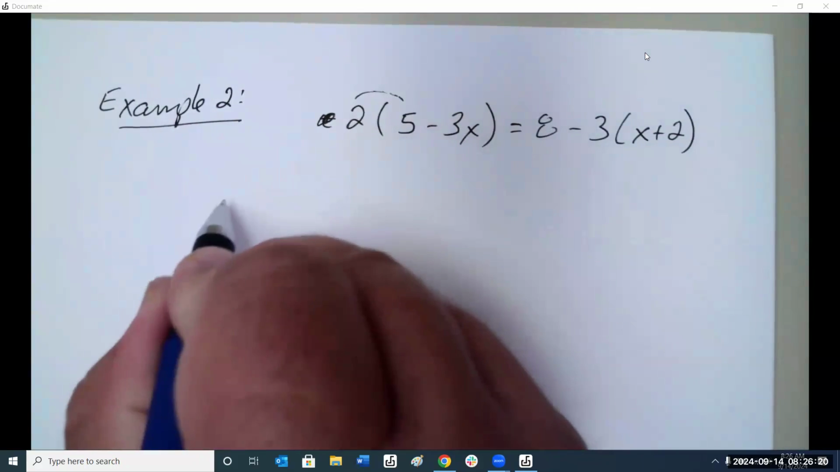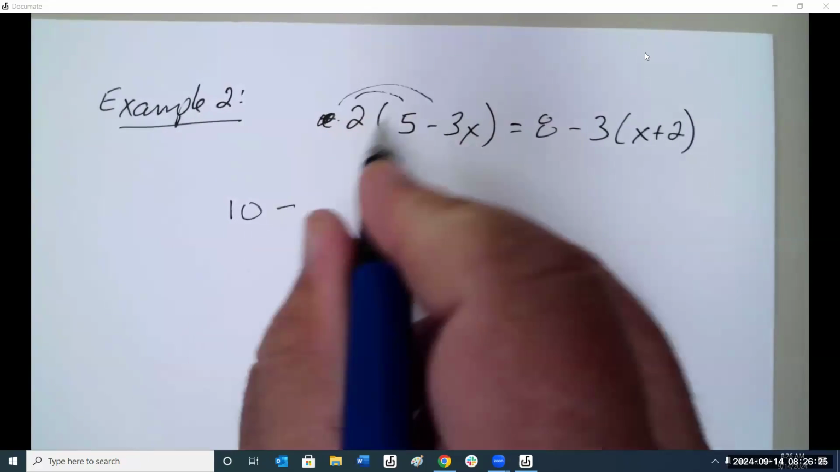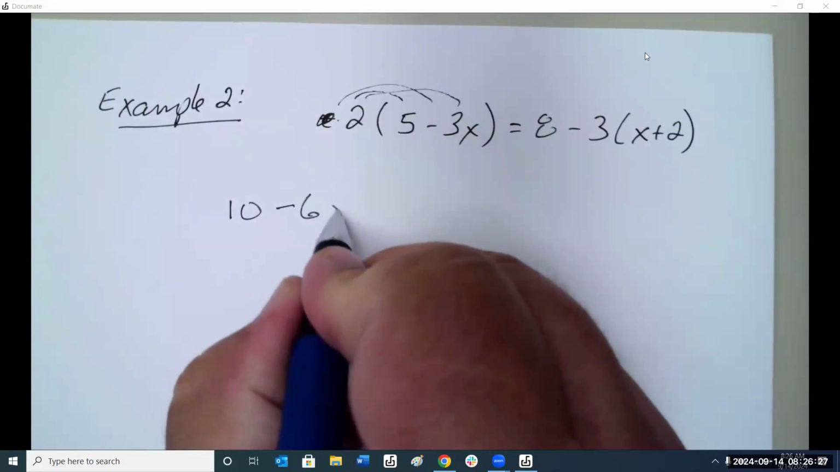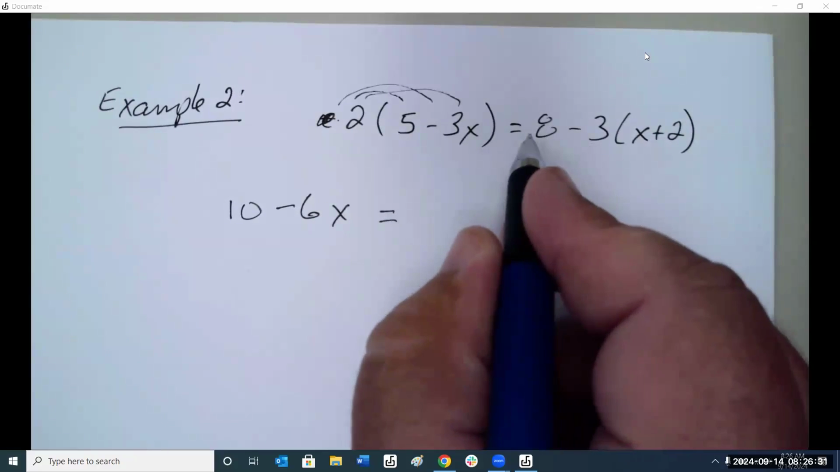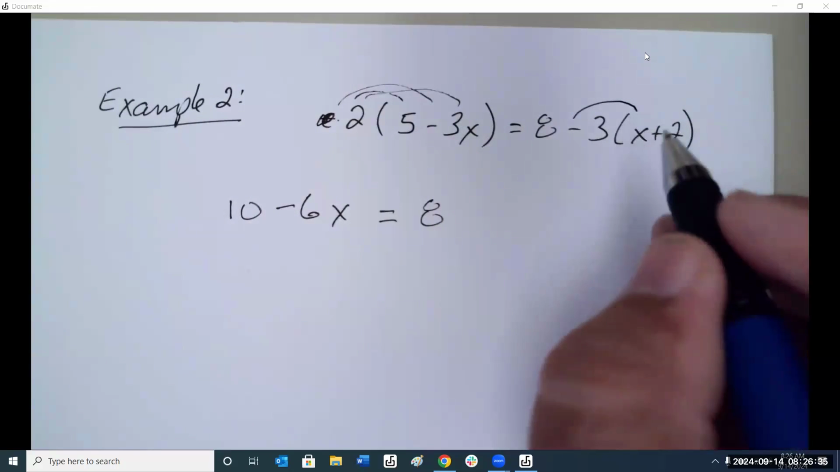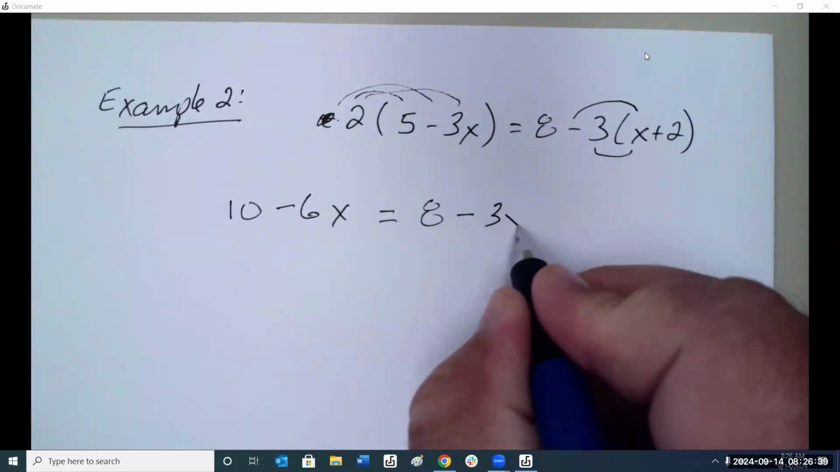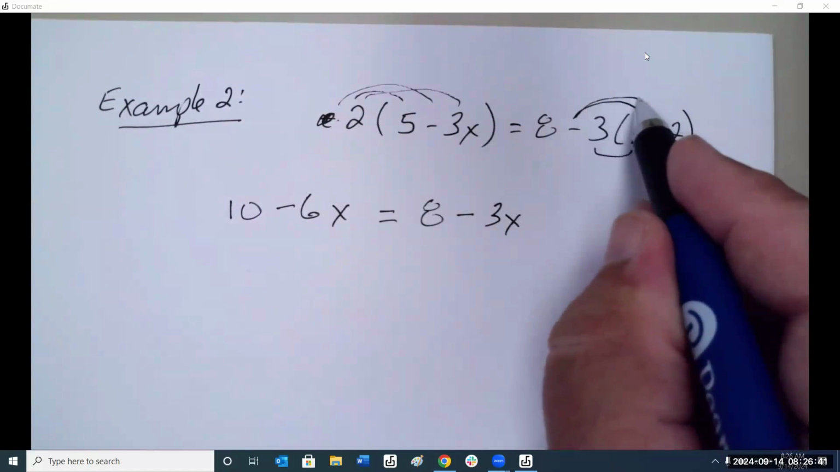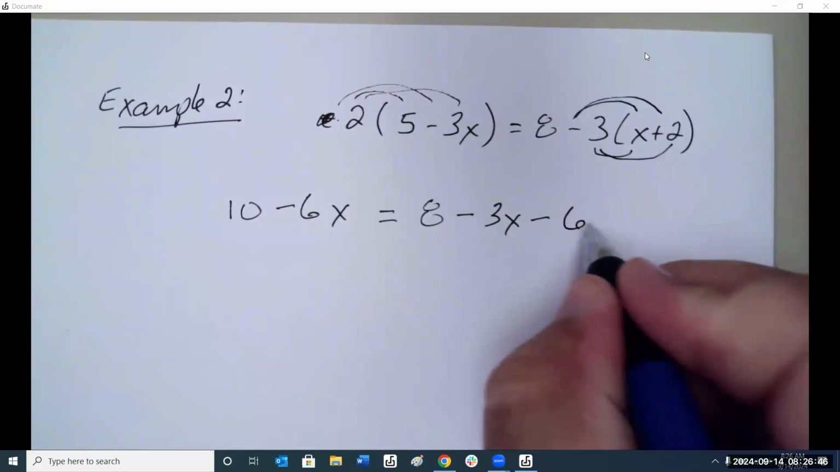2 times 5 is 10. Positive times negative is negative. 2 times 3 is 6x, equals 8. Negative times positive is negative. 3 times x is 3x. Negative times positive is negative. 3 times 2 is 6.